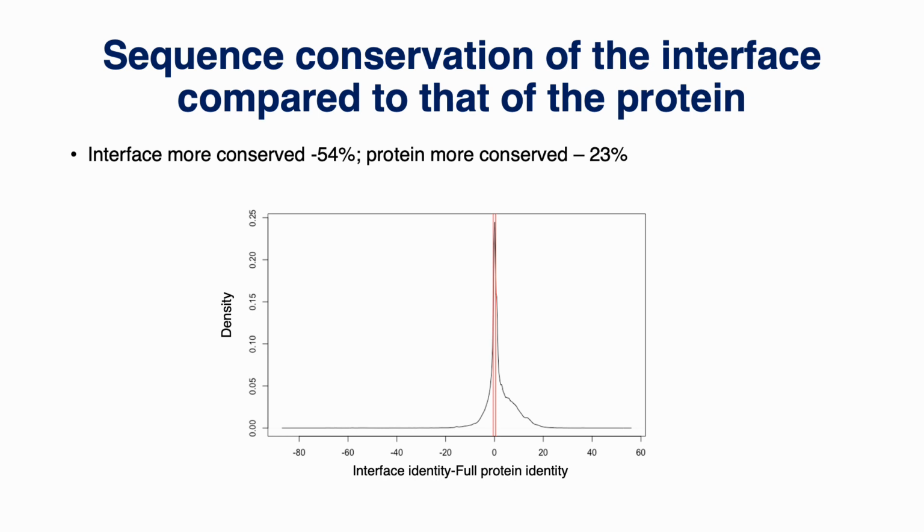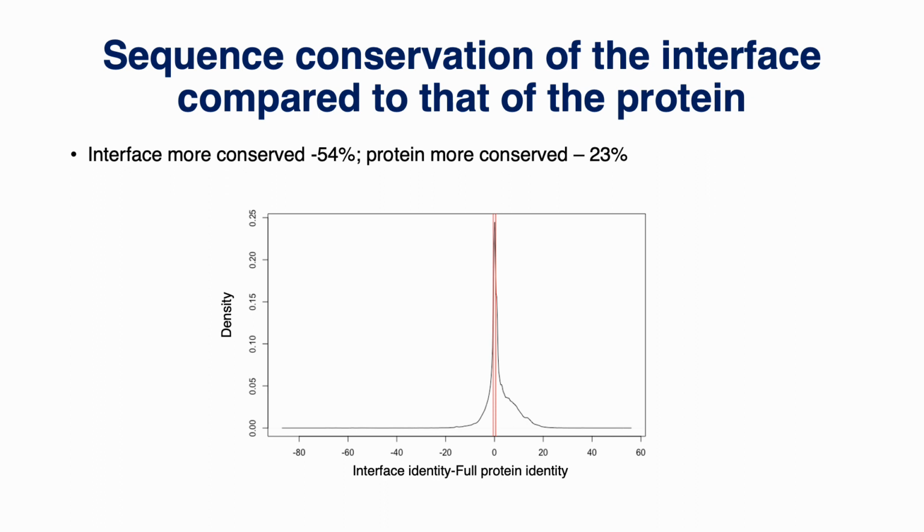So over here is a density plot that gives the difference between the interface identity and the full protein identity. The right side of the plot is where the interface has a higher sequence identity as compared to the full protein, and the left side of 0 is where the full protein has more sequence identity as compared to the interface. The red line is plus minus 0.5%, where we consider that both of them are equally similar. So we have around 54% of the cases where the interface is more conserved, and around 23% of the cases where the whole protein is more conserved.